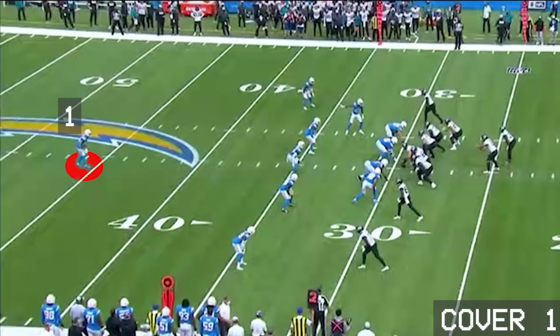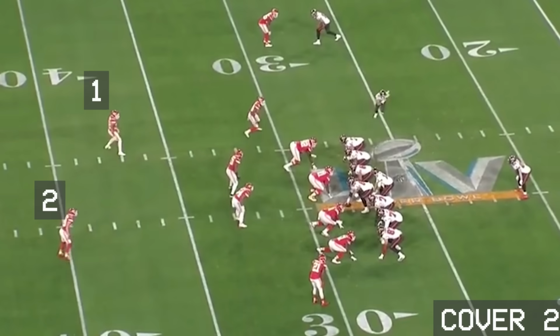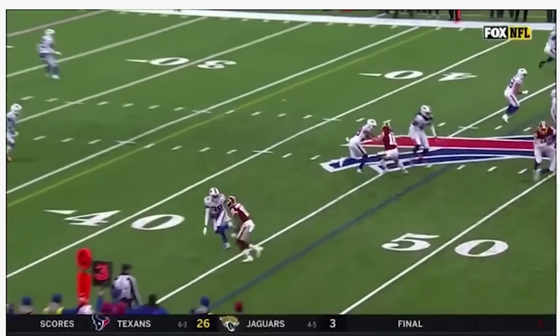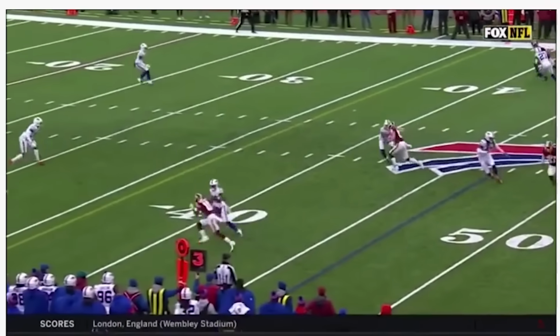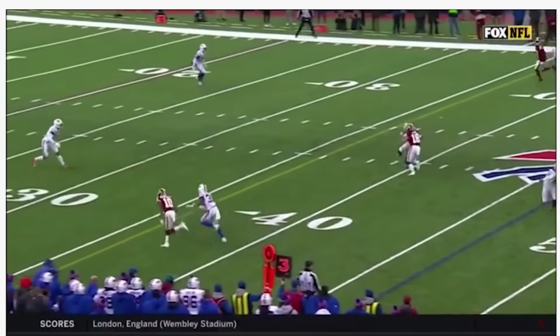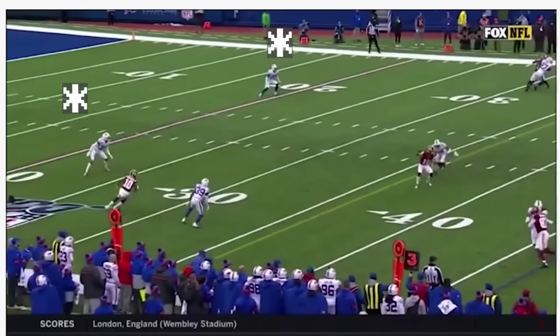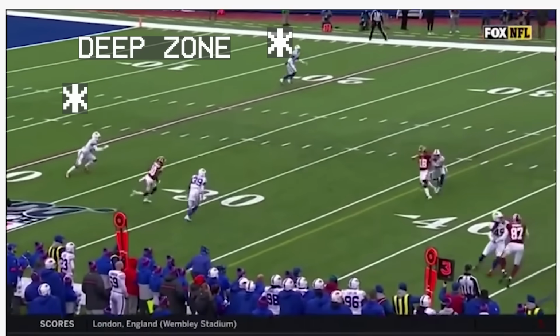What's more common, and this is true whether the defense is playing man-to-man defense or zone defense, is for one or more of the defensive backs to be assigned a deep zone. In this example, we see a nickel defense where 3 of the cornerbacks and 1 of the linebackers are in man-to-man coverage, and we can see the 2 safeties are in the back in a deep zone.